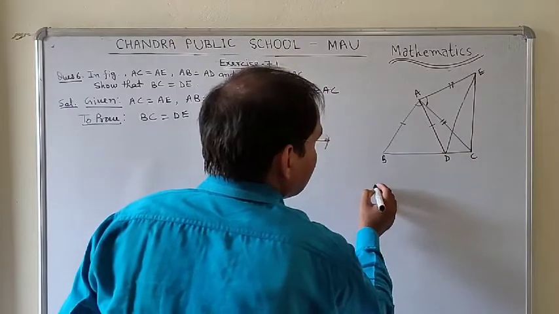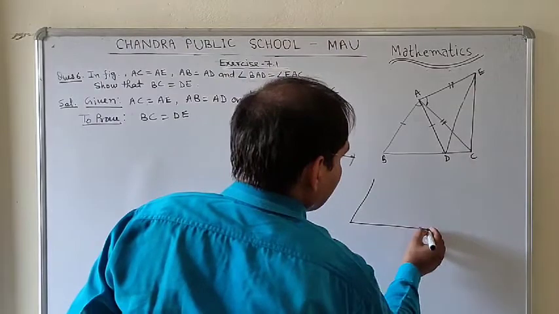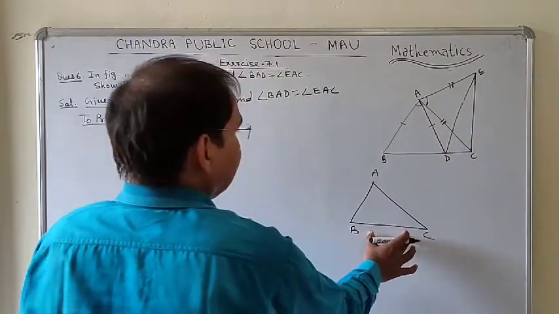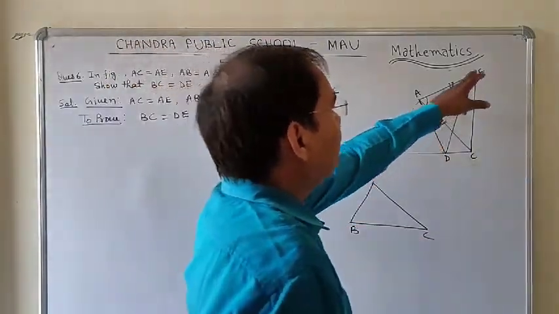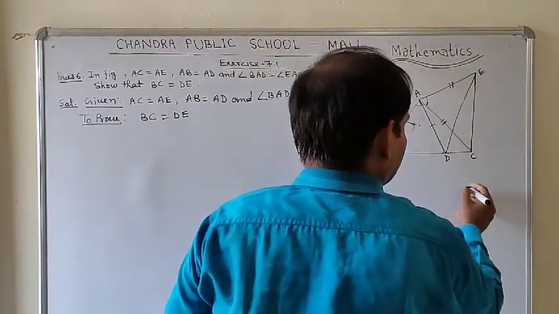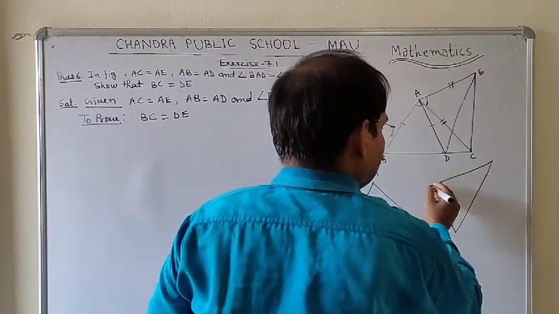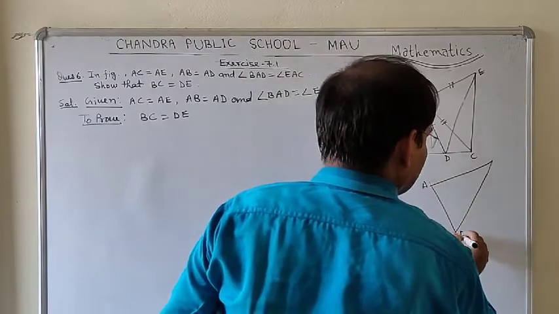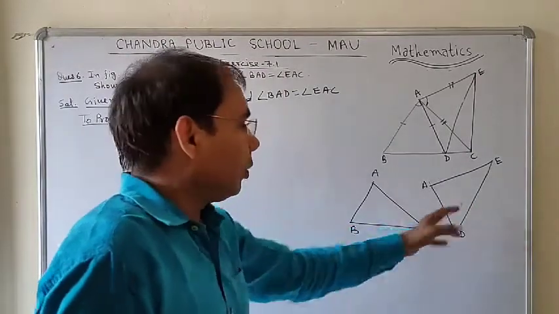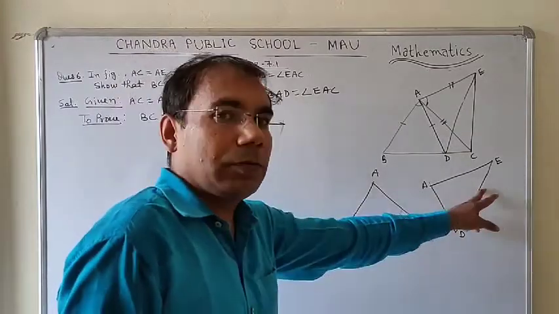Here I am going to draw the triangles separately so that it will be easier to understand. Here I have drawn ABC, where I am going to get BC. And for DE, you need to take triangle ADE. Here it is, ADE. Now if both triangles are congruent, then their corresponding sides will be equal, so BC will be equal to DE.